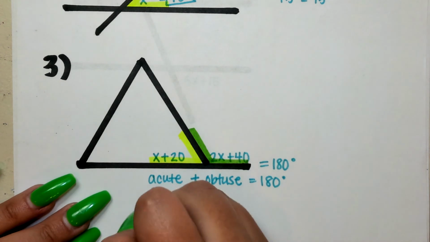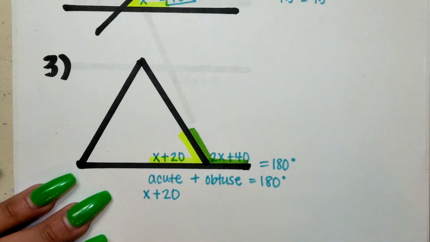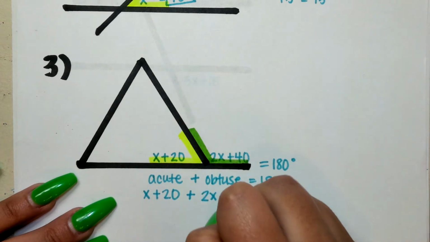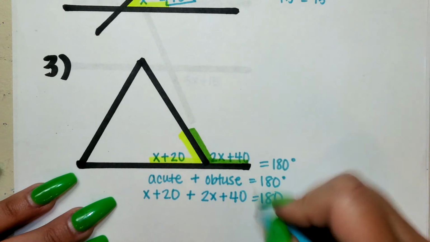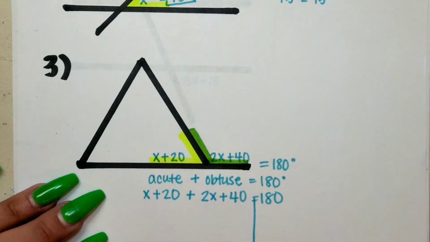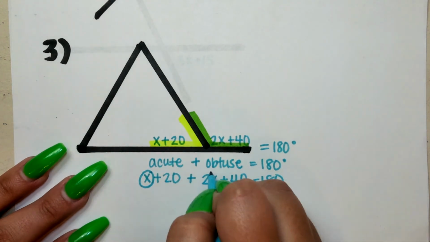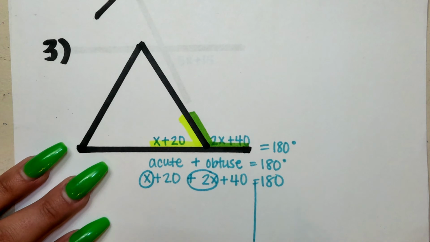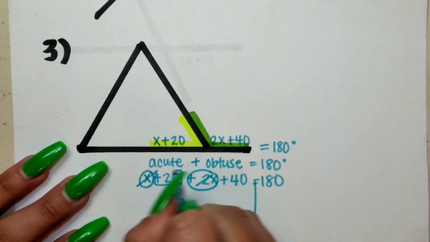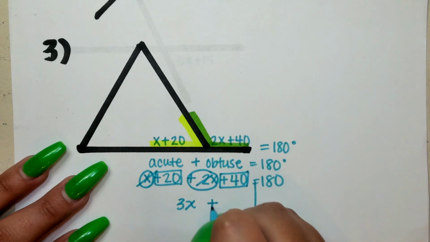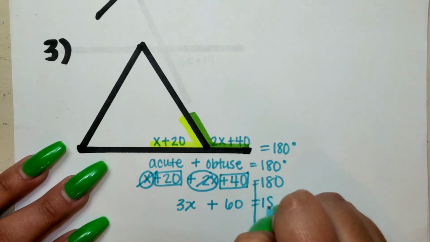So acute is x plus 20. Bring down the plus sign. My obtuse is 2x plus 40 equals 180. Now I combine like terms. So I have x and a plus 2x. So x plus 2x is 3x. Since I combined them, I can cross them off. Then I have a positive 20 and a positive 40, which is a plus 60 equals 180.